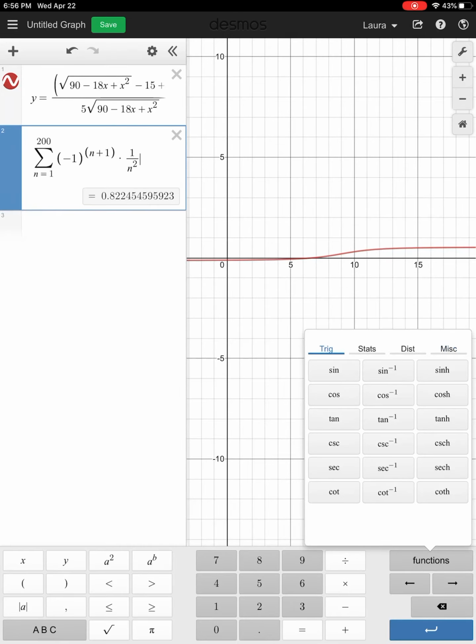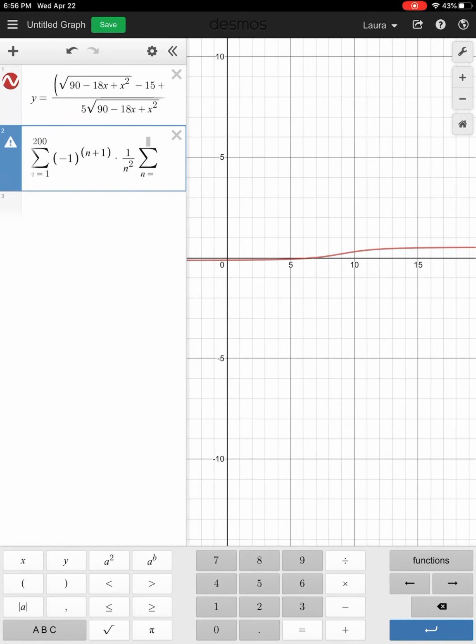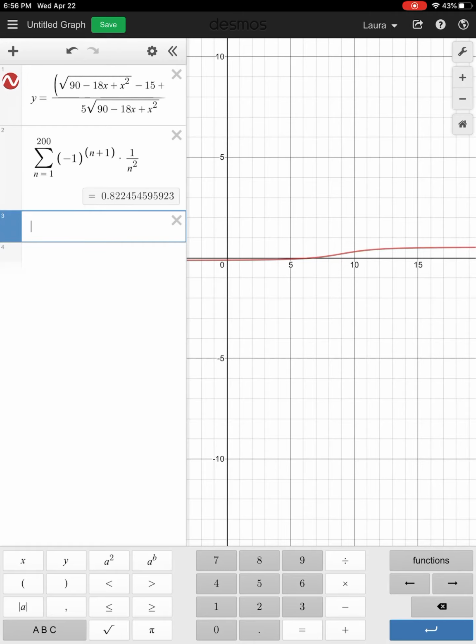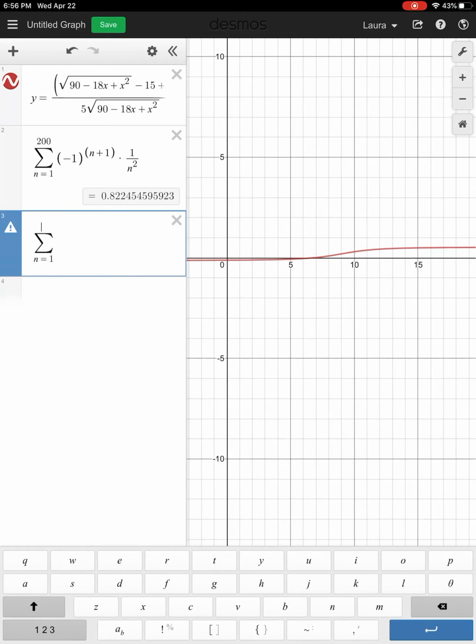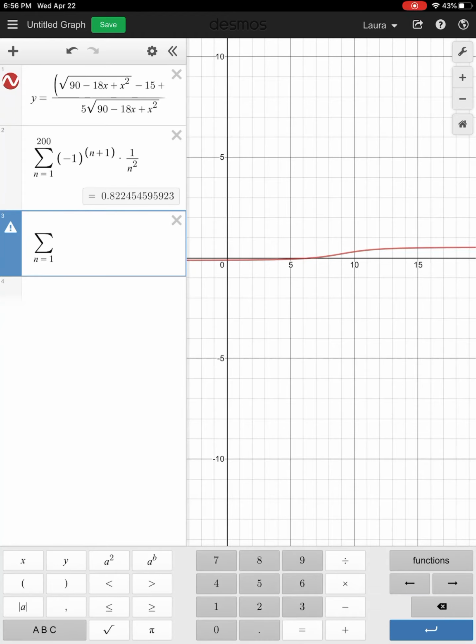It's the exact same, right? For a certain number of places, less than 0.01. So use your calculator to find the sum of the first 200 terms. What I did was I went to Desmos, and if you go to functions and go to miscellaneous, when you first go to functions, you're at trig, and then you go to miscellaneous, then you have summation.